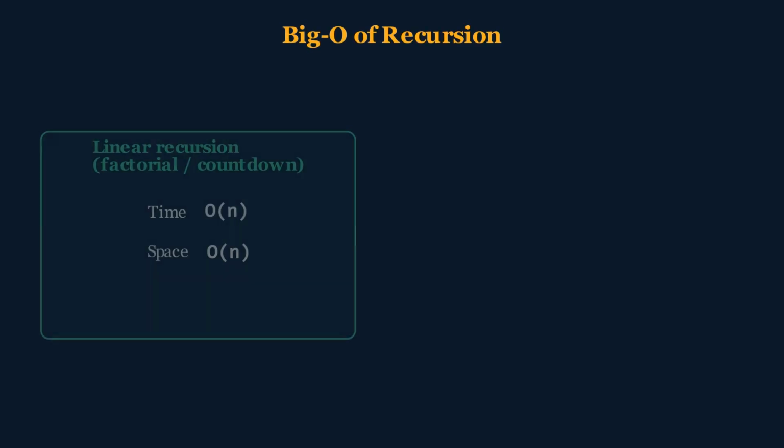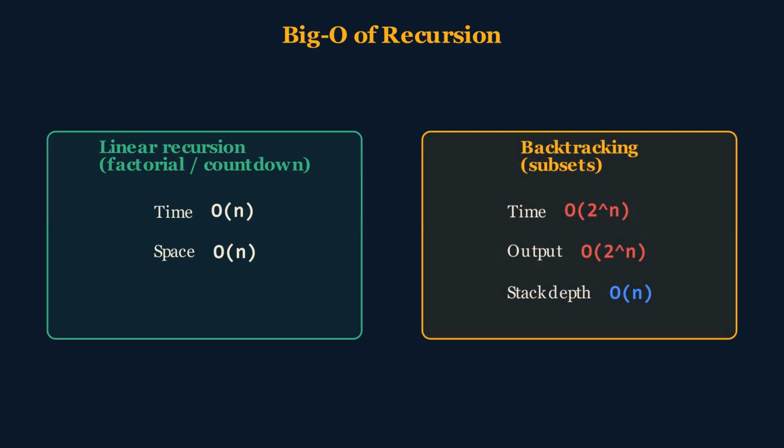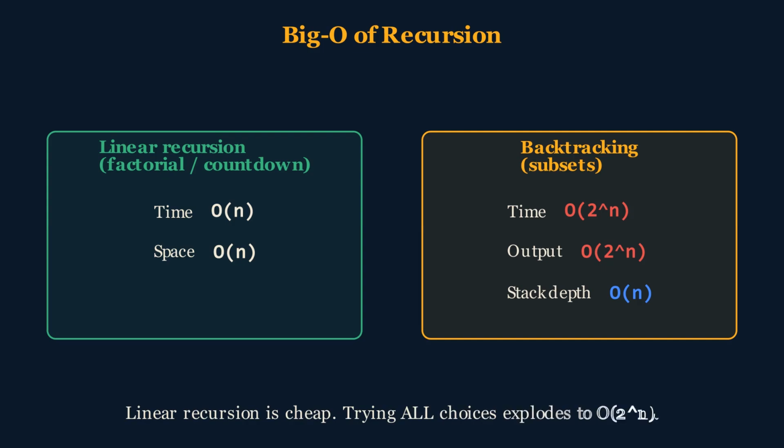A quick but important note on Big O. For linear recursion, like factorial or countdown, the time is O of n and the space is O of n. But backtracking is different. For subsets, we try every include or skip choice, so the time and the output both blow up to O of 2 to the n. The call stack depth, though, is still just O of n. So linear recursion is cheap, but exploring all choices explodes.